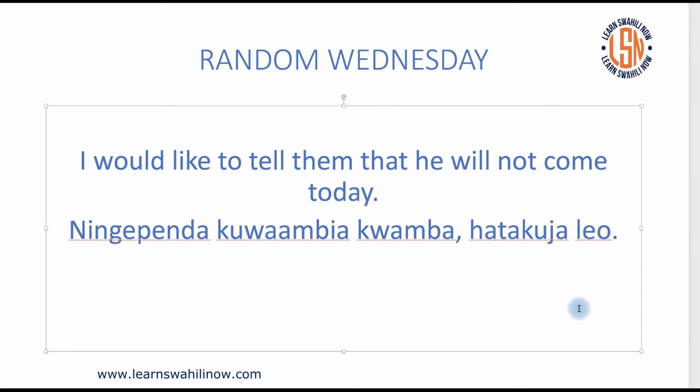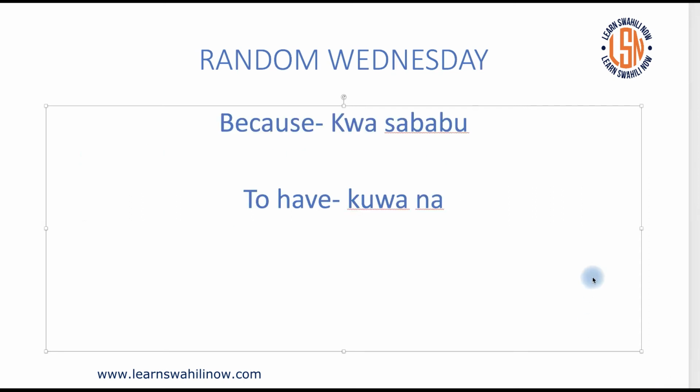Let us continue building on this sentence. So before we proceed, in Swahili, we say because by using a phrase, kwa sababu. So kwa is for, and then sababu is reason. Kwa sababu. Okay, that is how we say because.